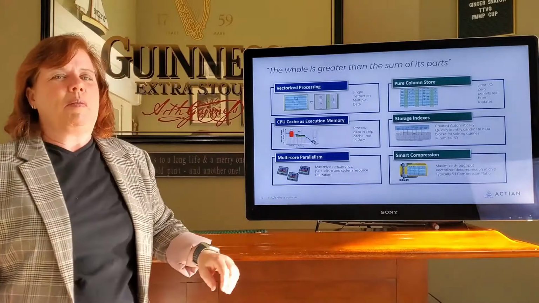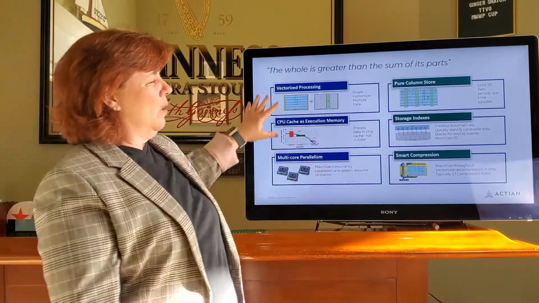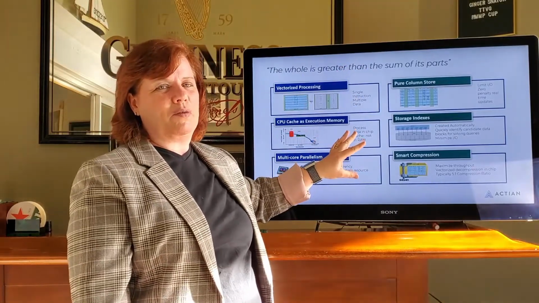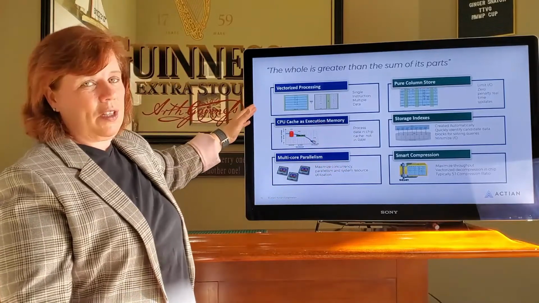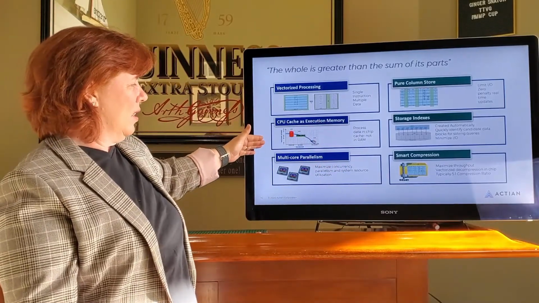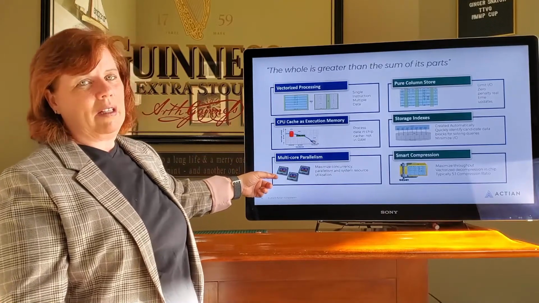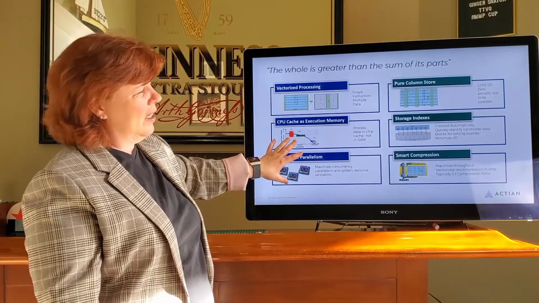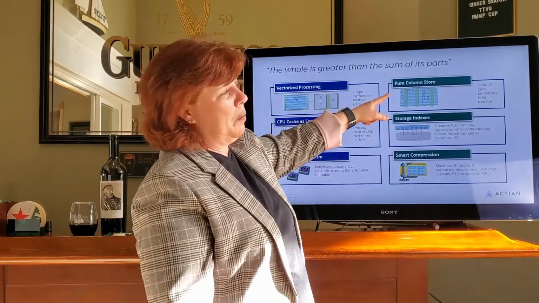So when people ask me what makes Avalanche as fast as it is, it really is all of these things working together that deliver upon the performance characteristics that Avalanche can provide. So it's the vectorized processing together with using the CPU cache as execution memory, using this multi-core parallelism, right? These are all CPU related benefits that we can provide.